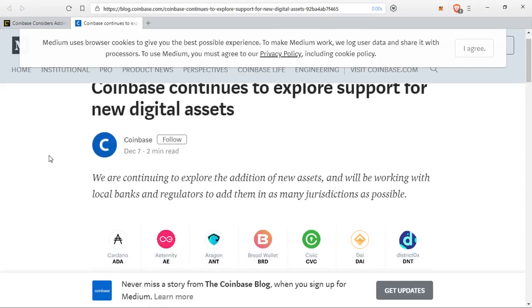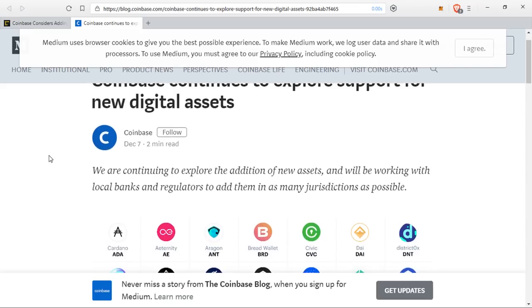The coins are Cardano, definite. Eternity, I'm pretty sure that's also going to happen. Aragon, Bread Wallet, because why not? Civic, keeping in mind that a lot of these are ERC-20 tokens, and this is why they are adding a lot of ERC-20 tokens to their platform, because they're easier to integrate because Ethereum is already integrated onto their platform. Little side note, DAI, Civic, that's DAI as D-A-I.